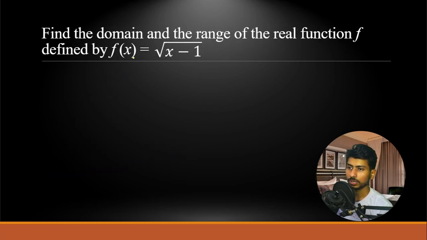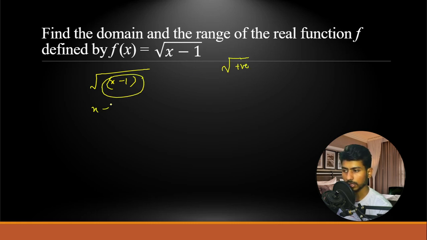Find the domain and range of the real function f defined by the square root of x - 1. So what values can x take here for which the function is definable? The function is basically the root of x - 1. For the function to be definable, the root should contain only the positive part. So can I say that x - 1 should be greater than or equal to 0? Yeah, it can take 0.